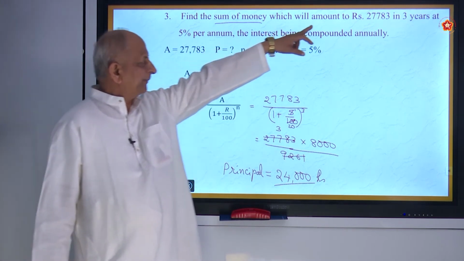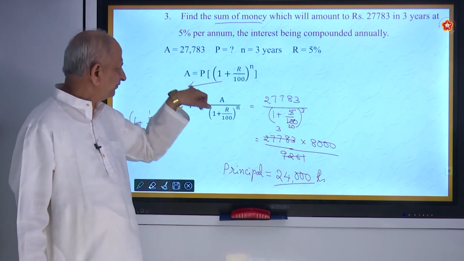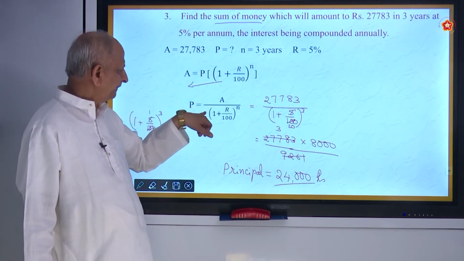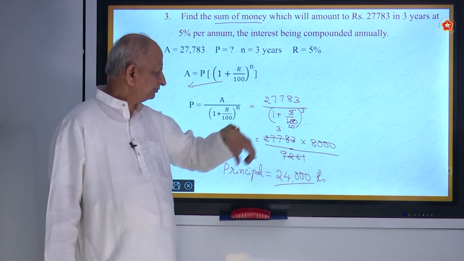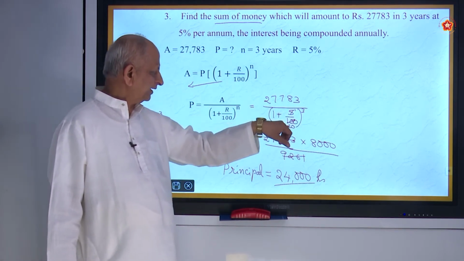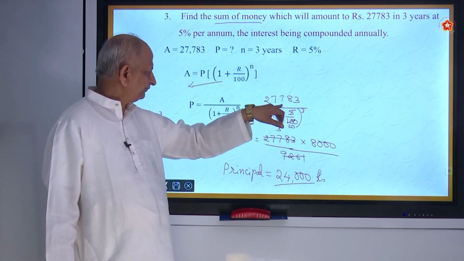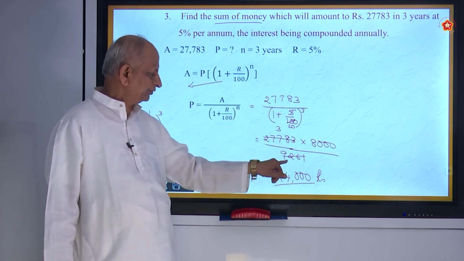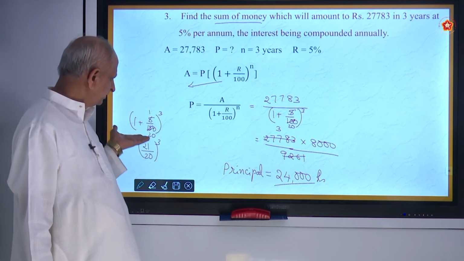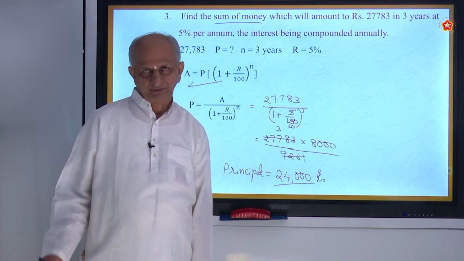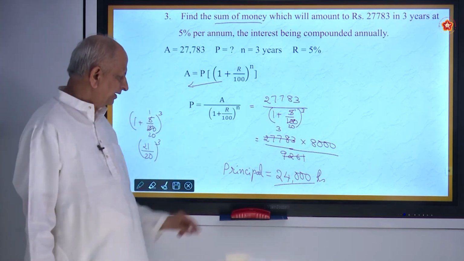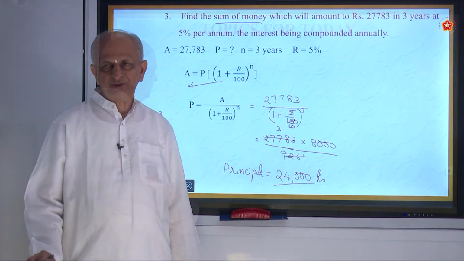Is it clear? First you must write what is given, then use the formula for amount here, because the question is amount is given. Therefore you must take the formula for amount. Apply it here. In the place of R you write 5, then by 100. So 5 ones are 5 20s are. Then you simplify. This goes 3 times. Or you can try with the 21 by 20 also. 3 times you have to multiply. Both mean the same. And the answer is 24,000.